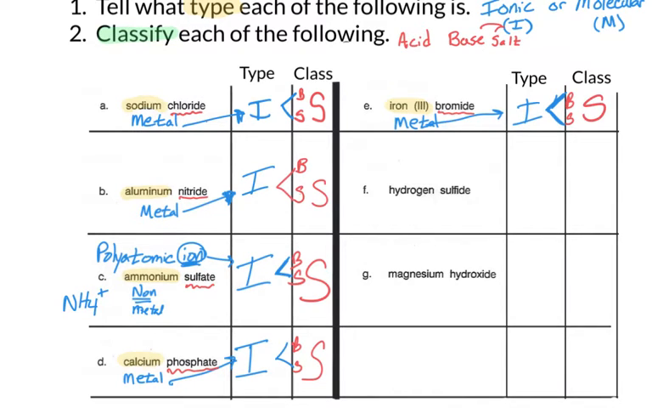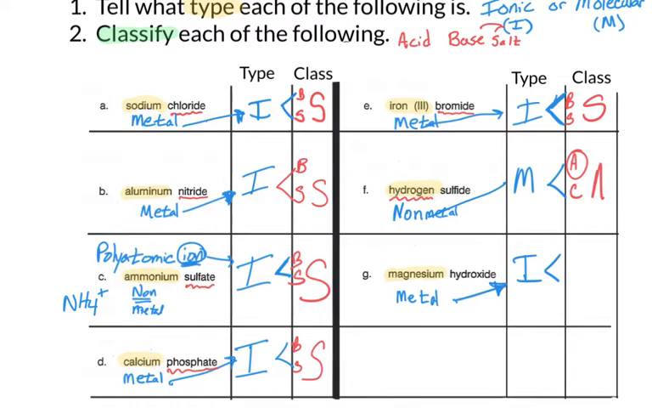And letter F, we have hydrogen sulfide. Starts with hydrogen. That is a molecular compound. That's our first molecular one. But it is an acid because it starts with hydrogen. And finally, letter G, magnesium hydroxide. Starts with magnesium, which is a metal. So this is an ionic compound, and the two choices for ionic compounds are base or salt. It's a base if it ends with hydroxide, and here we see hydroxide, so this is a base. Let's go on to write those formulas.